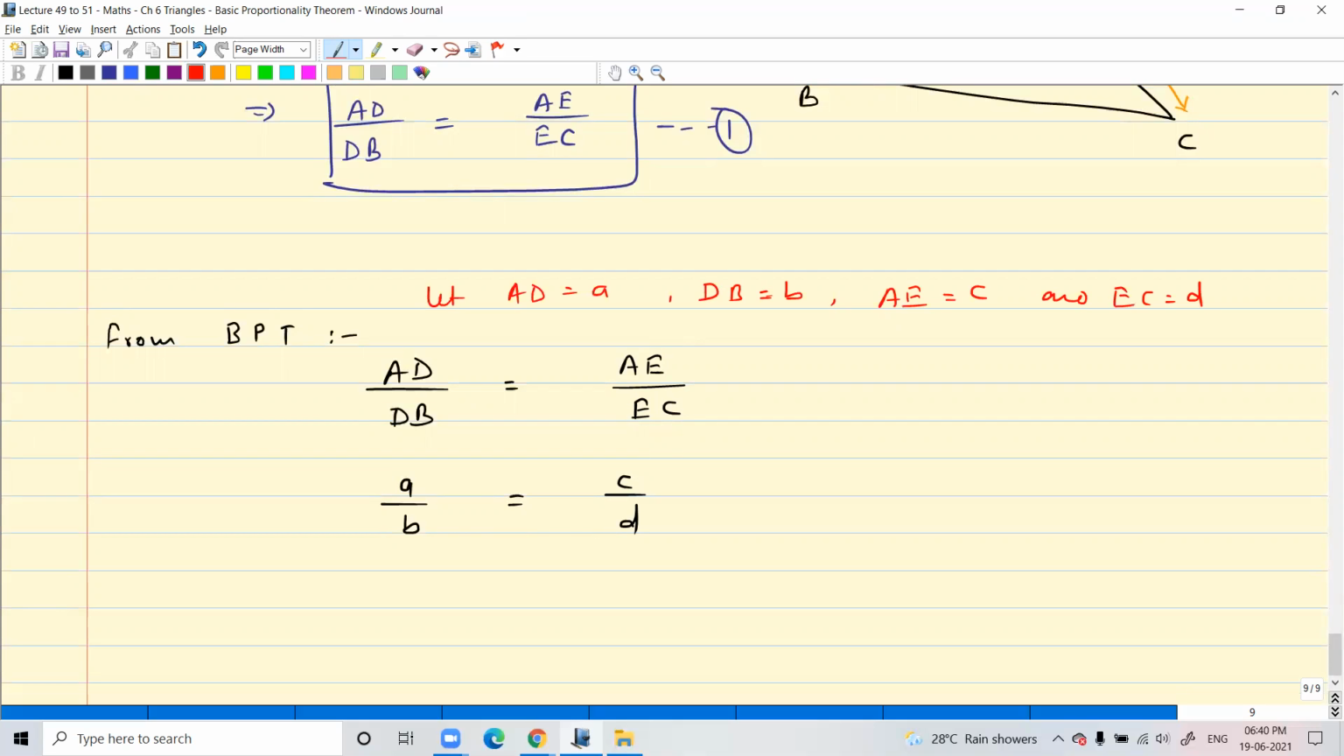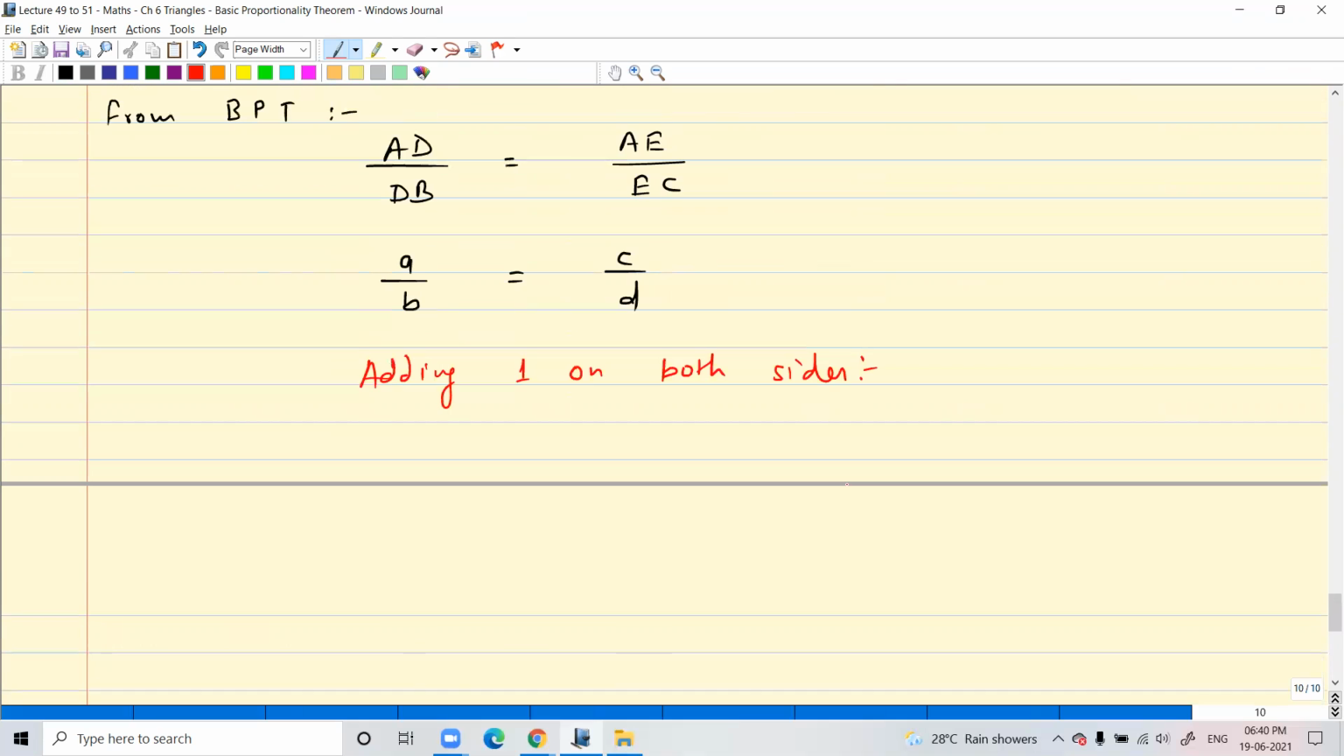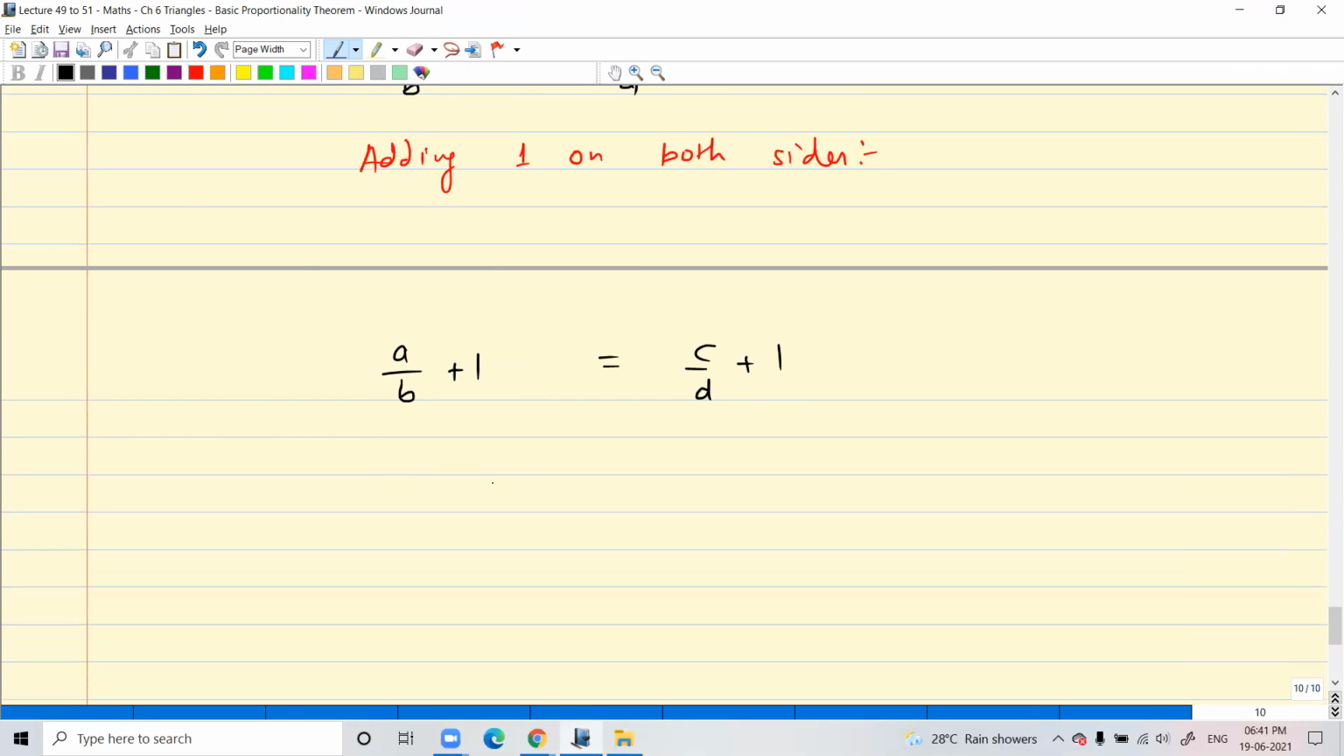Okay, so what I'm going to do here is add 1 on both sides. You'll understand why I'm doing that. For now, just understand that I'm adding 1 on both sides. So what will it become? It will become a by b plus 1 is equal to c by d plus 1. If a by b was equal to c by d, of course, when I'm adding 1 on both sides, they should also be equal. Now, just simplify this fraction. What will happen? b into 1 will become b, right? So it will become a plus b by b.